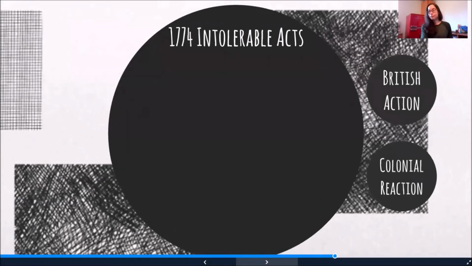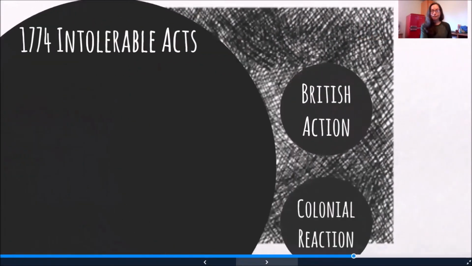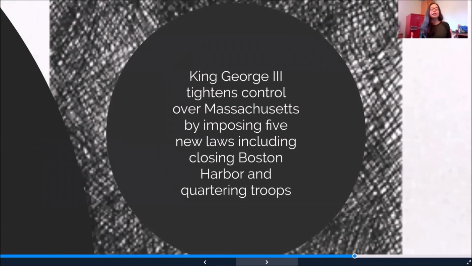In 1774, we had the Intolerable Acts. Remember, Britain is trying to control their colonies. They're trying to raise money to cover this war that they've just paid for. King George III tightened control over Massachusetts by imposing 5 new laws, which included closing Boston Harbor and quartering troops. So I've got a house with an extra bedroom. Not anymore. Now I have troops that I have no idea who they are, but Britain sent them over and they said that I'm going to pay for them to live at my house and I'm going to cover their food.